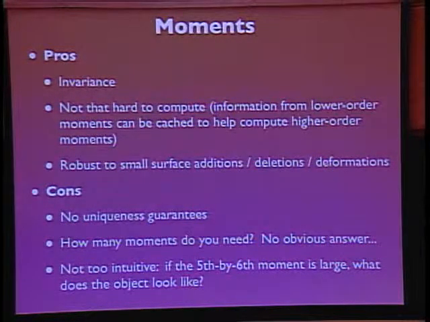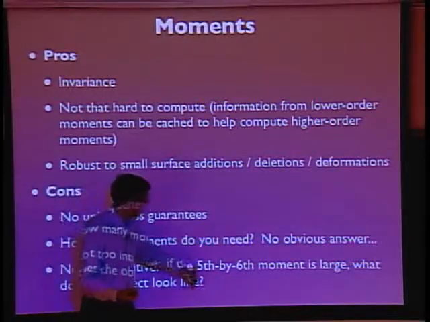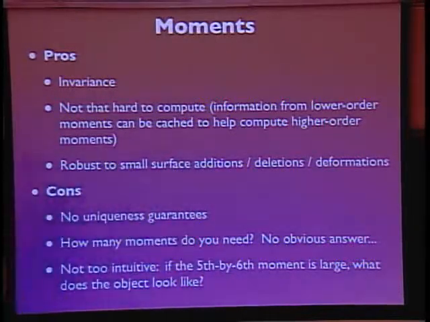Problems here is that there's no guarantees that the moments for one type of object are distinct from the moments of another one. It's unclear how many moments you need to really richly describe your object to such a degree that it's distinctive from the other ones. And it might not be that intuitive in the same sense that shape histograms might not be. And in particular, if you have a program that is supposed to be calculating these moments, and you see that for a particular object, the P equals 5, Q equals 6 moment is large, what did you really learn? It's not clear. Question. Yeah?